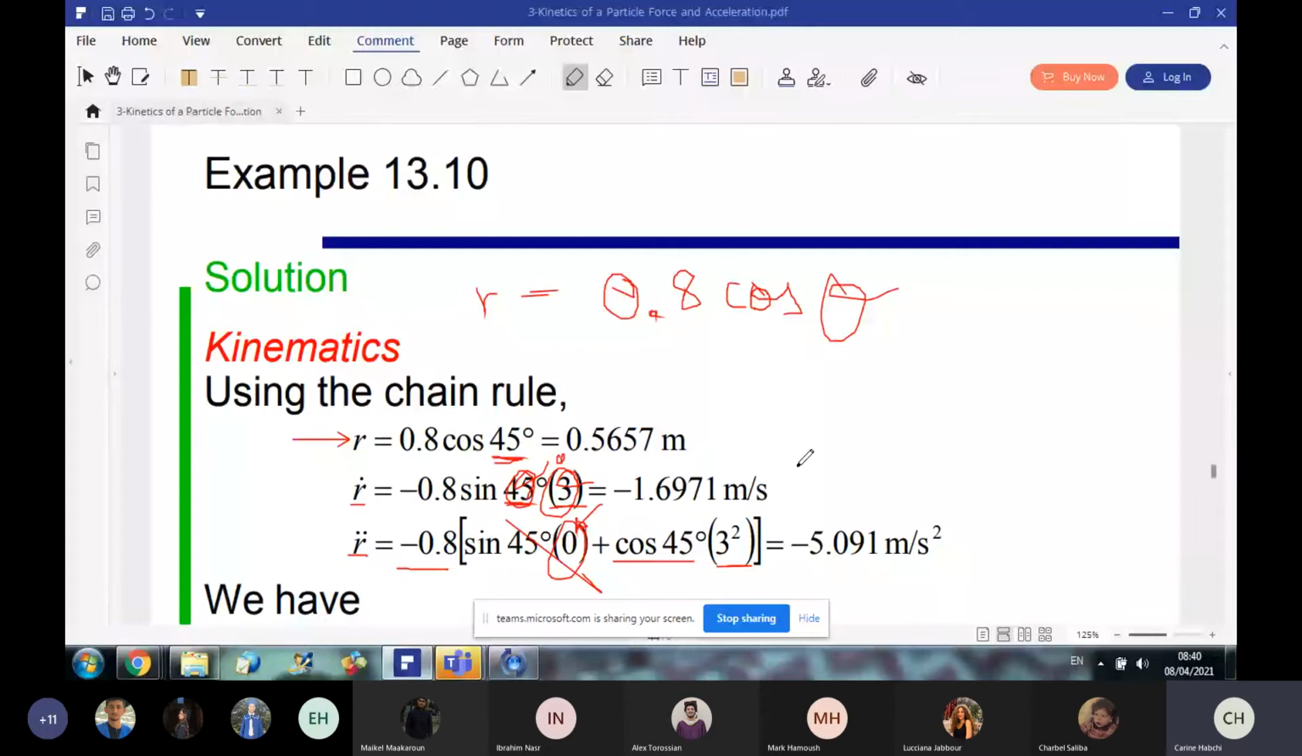Concerning theta double dot, it's 0. So now we have everything. We are ready to calculate the values of a_r and a_theta.